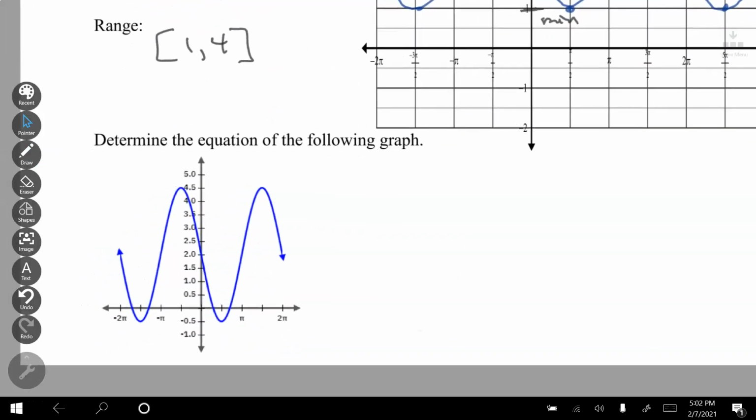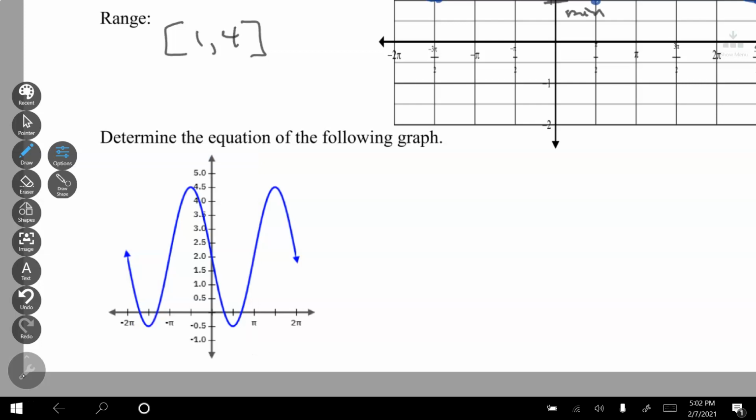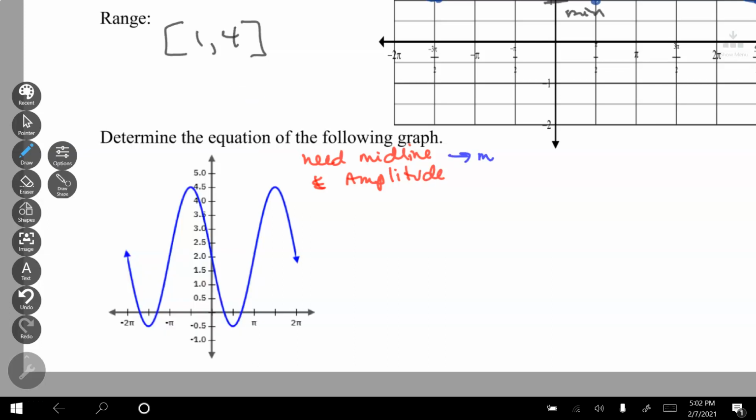Finally, I want to think about the other way. I want to write the equation and go, how can I work this in reverse? So the way I can work this in reverse is thinking, what do I need? I need a midline, and I need an amplitude. Well, for me, the midline is the middle of the graph, and it's actually the middle of the max and the minimum.